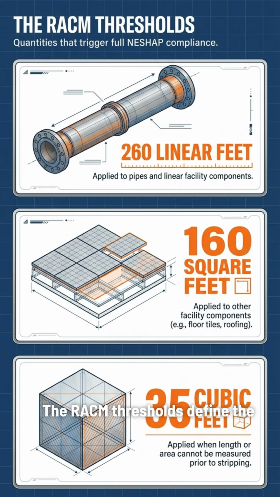The RACM thresholds define the quantities that trigger full NESHAP compliance. These include 260 linear feet for pipes and linear components, 160 square feet for other facility components, and 35 cubic feet when length or area cannot be measured prior to stripping.